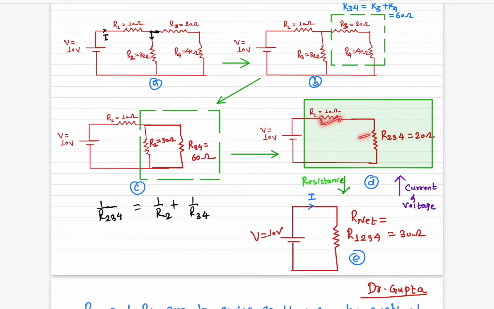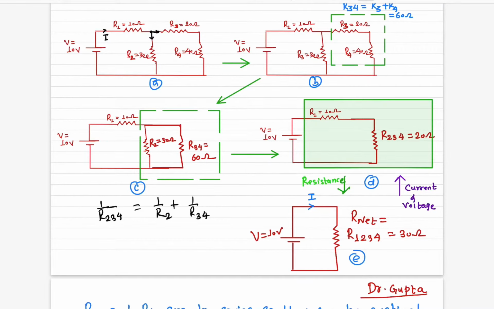And now we have only two resistors. As the current is passing here, it has only one path. The same current is passing through R1 and R234. That means these two must be in series combination, and in series combination we just add them together. So it is 20 and this is 10, so it will be 30 ohm.